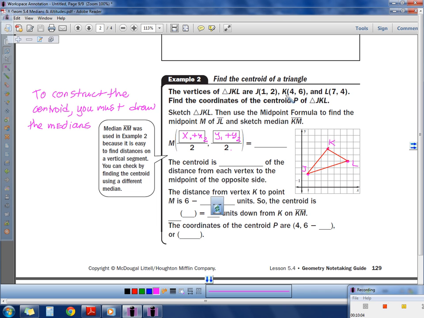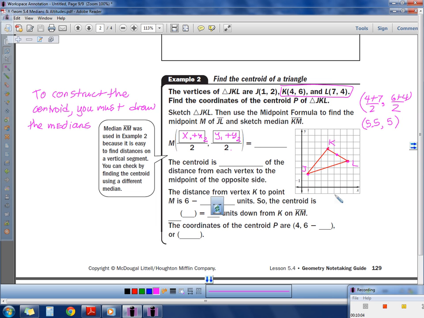Let's do KL real quick. So K and L, these are the ones I'm going to do the midpoint on. I add the x's. So I'm going to do over here 4 plus 7 and divide by 2. And then 6 plus 4 divide by 2. 4 plus 7 is 11. 11 divided by 2 is 5.5. Comma, 6 plus 4 is 10. 10 divided by 2 is 5. I'm going to go ahead and plot that midpoint. So it's over 1, 2, 3, 4, 5.5 up 5. 1, 2, 3, 4, and 5. And there it is. There's our midpoint.